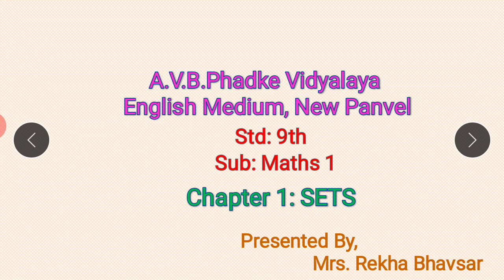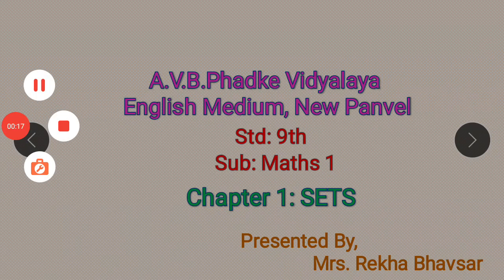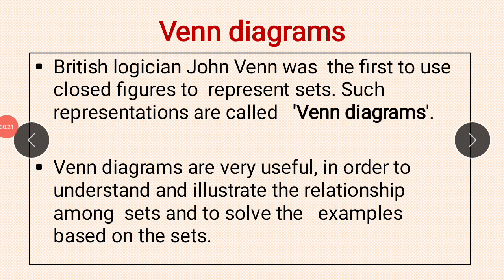In the last lecture we have studied the types of set. Now today we are going to start Venn diagram. Ideas or concepts are better understood with the help of diagrams. British logician John Venn was the first to use closed figures to represent sets. Such a representation is called a Venn diagram. Venn diagrams are very useful in order to understand and illustrate the relationship among sets and to solve the examples based on the sets.